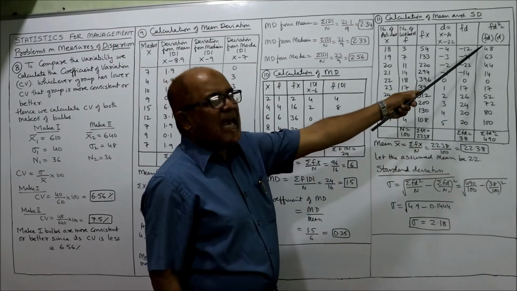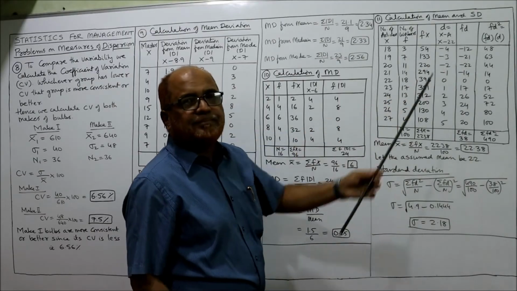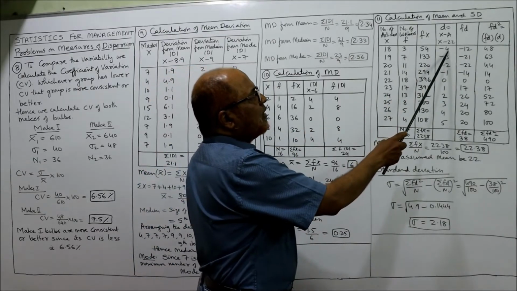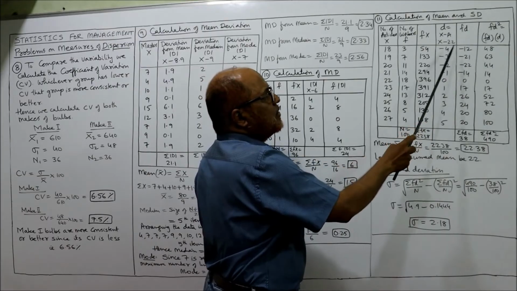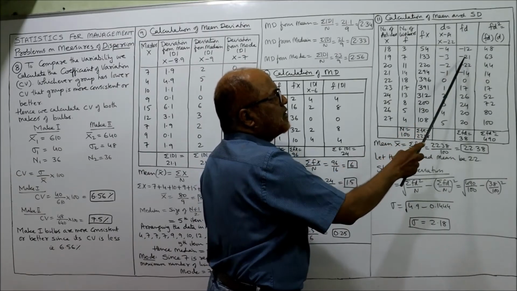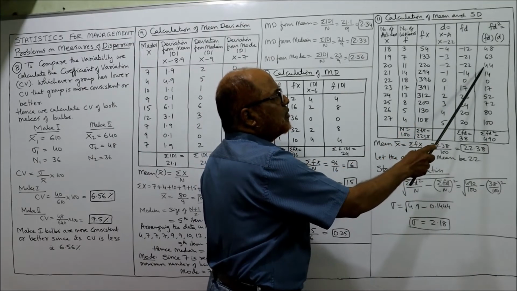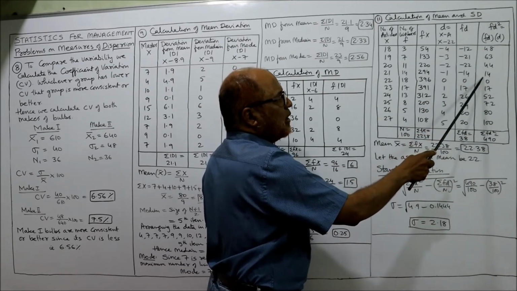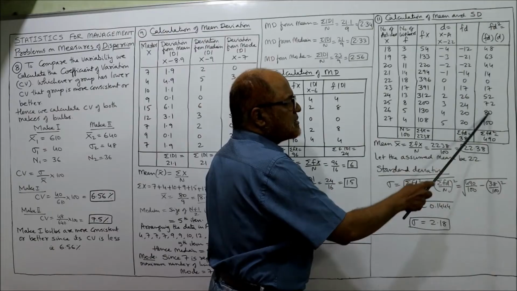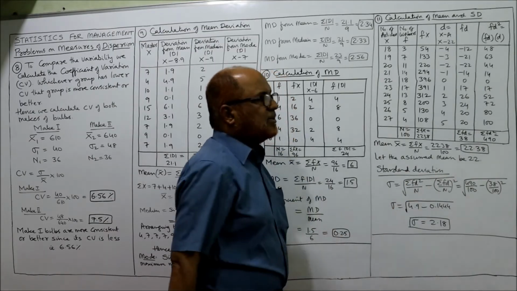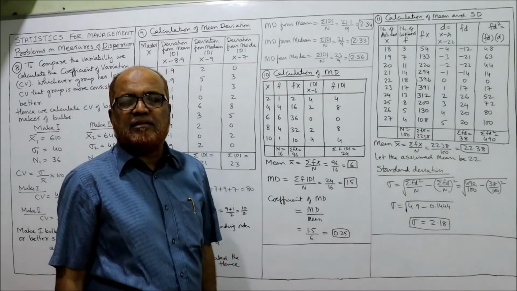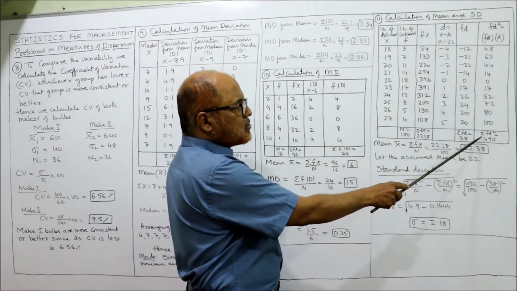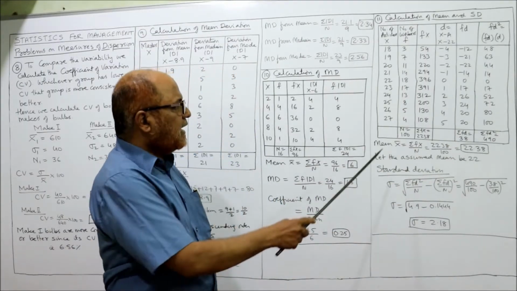Now fd square, fd into d. Multiply 4, minus into minus will become plus. 4 into 12, 48. 3 into 21, 63. 2 into 22, 44. 1 into 14, 14. Minus into minus will become plus. Multiply all these things, you will get summation fd square 490. Table completed. We got summation fd square, summation fd and n.